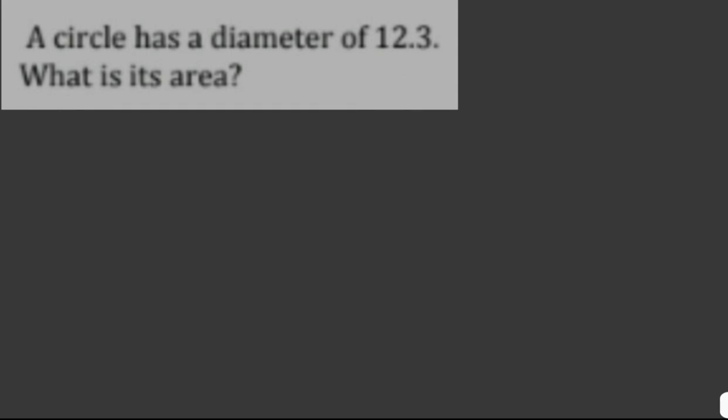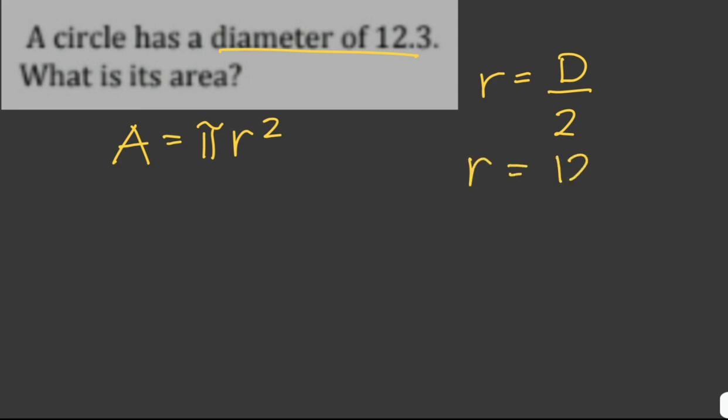A circle has a diameter of 12.3. What is its area? Now to solve for the area of the circle, we use the formula area equals pi r squared, where r is the radius. Since we are given here the diameter, and diameter is just twice the radius, we just have to divide 12.3 by 2. So radius equals diameter over 2, and the given diameter here is equal to 12.3. We just have to divide that by 2, and that is equal to 6.15.